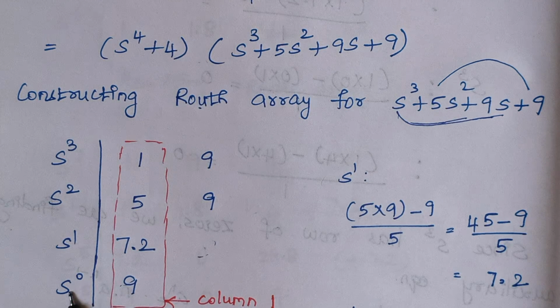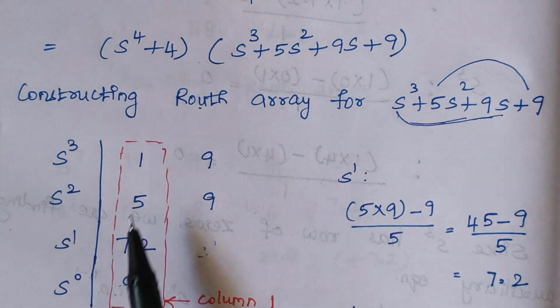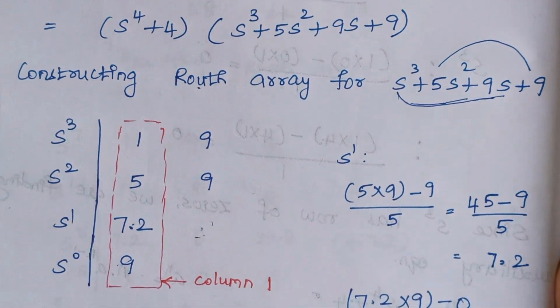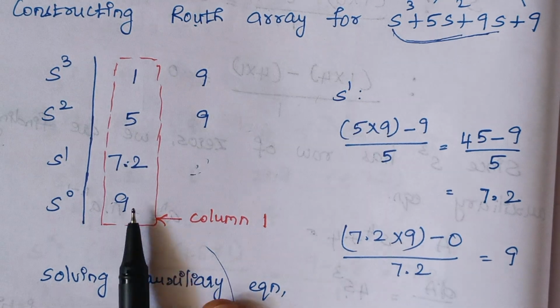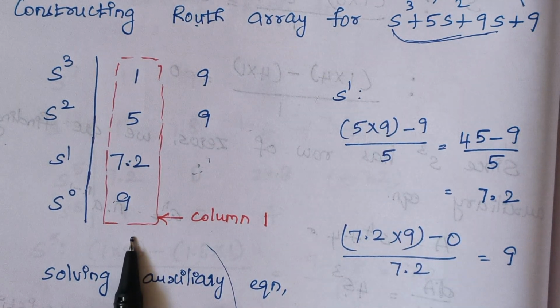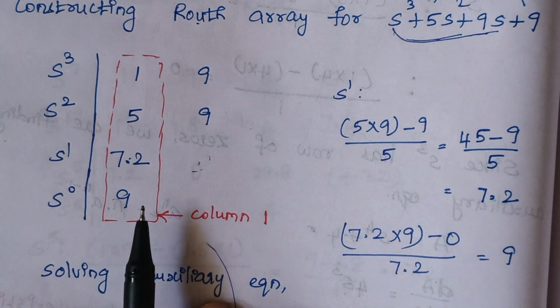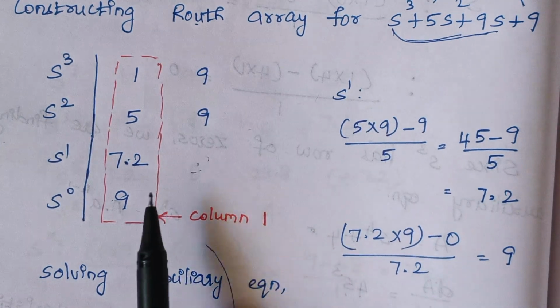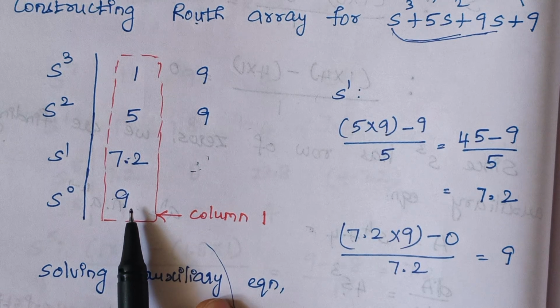And again to find s to the power 0: 7.2 into 9 minus 0 into 5, divided by 7.2. So you see that again gives the answer as 9. So just write down the 9 here. Now you look at this auxiliary equation, when you look at this Routh array, tell whether there are any sign changes over here. There are no sign changes.